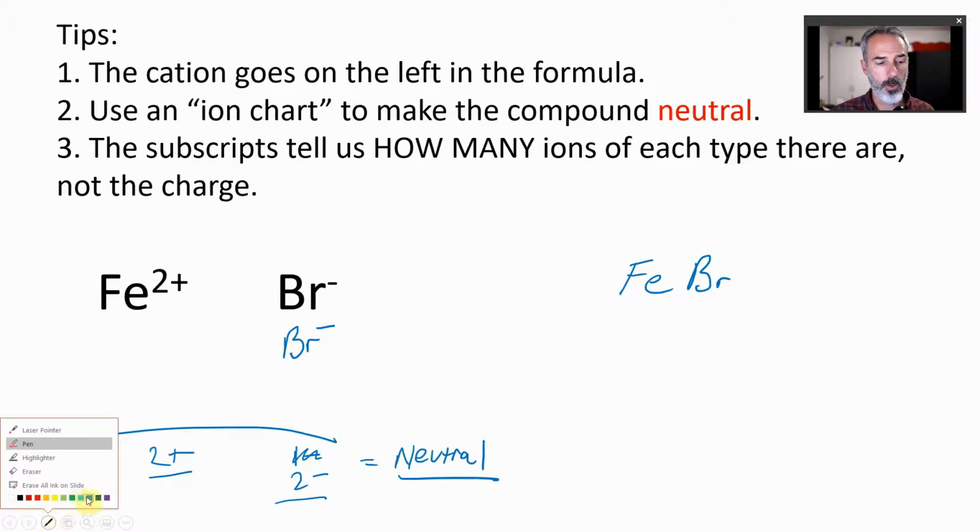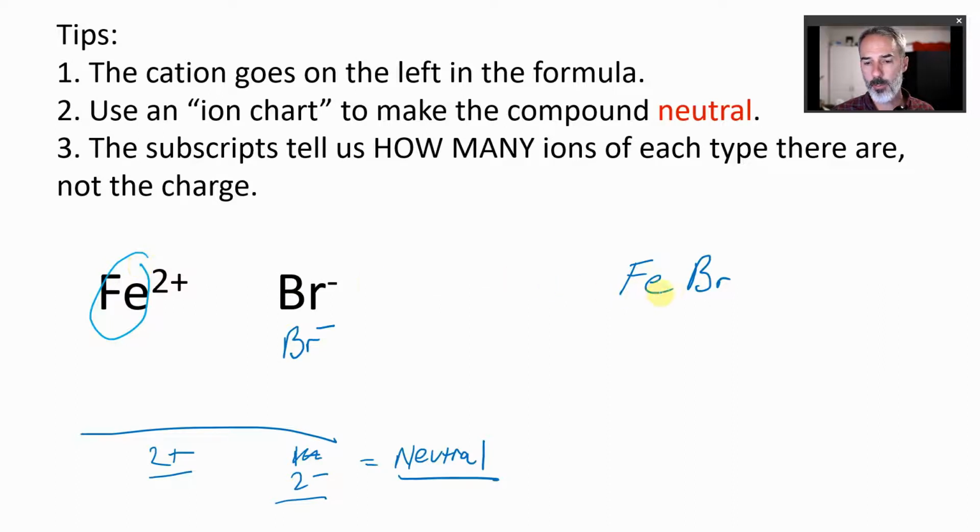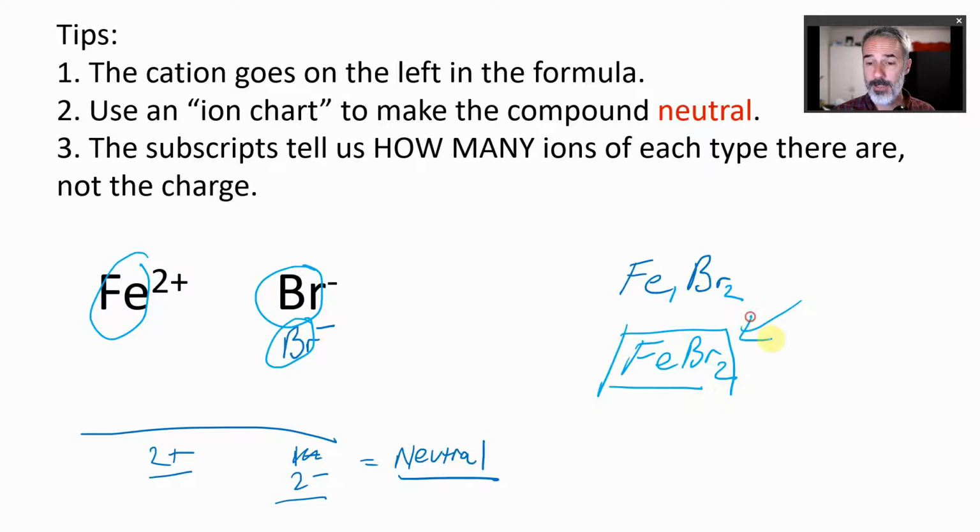Well, if I want to figure out what the formula is, look, there was 1 iron. So I'm going to put a 1 right there, and there were 2 bromines. It has nothing to do with the charge. It's the fact that there were 2 bromines. And so my formula when I get done will be FeBr2 because we don't often write the 1. That's it. That's how we figure out the formula based on the charge.